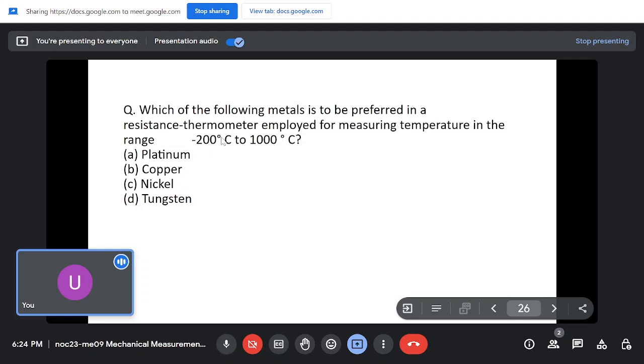So moving on to the next question. Which of the following metals is to be preferred in a resistance thermometer employed for measuring temperature in the range of -200 to 1000 degrees Celsius? So which type of metal can be used in a resistance thermometer for a temperature range of -200 to 1000?